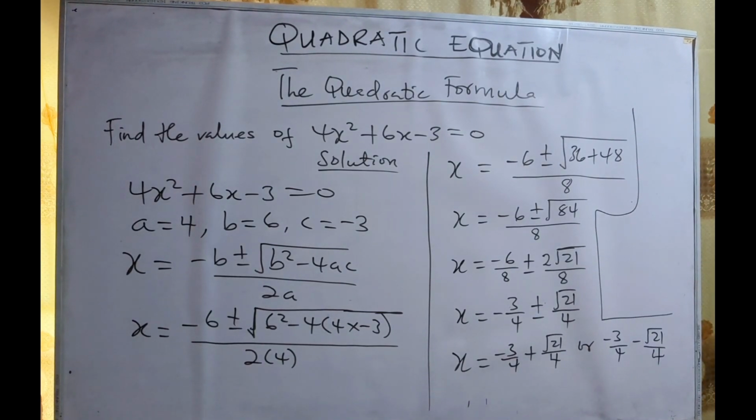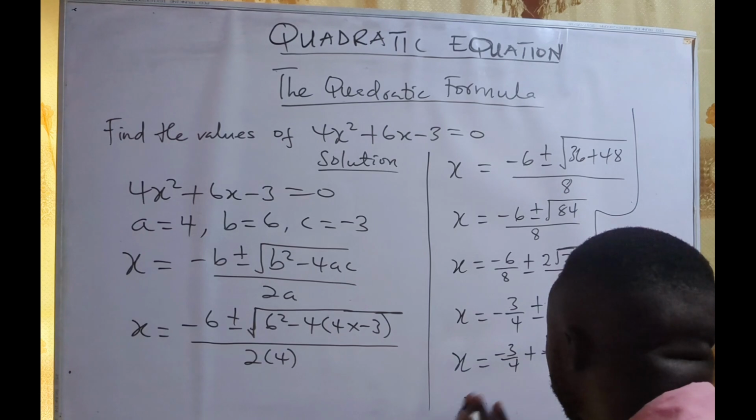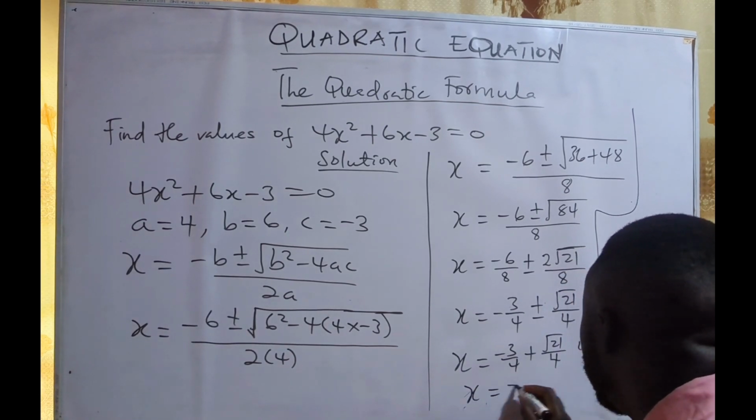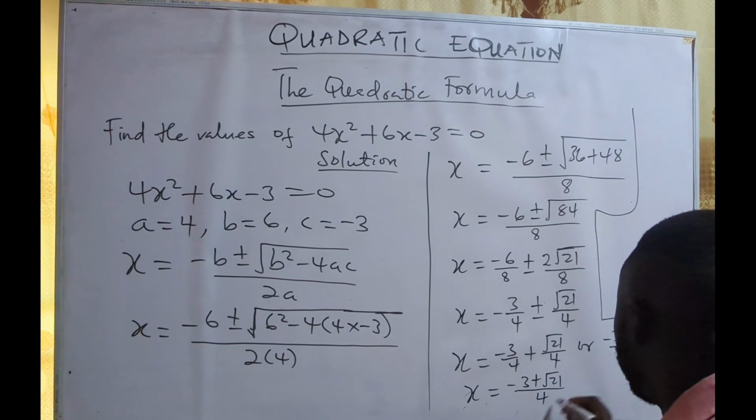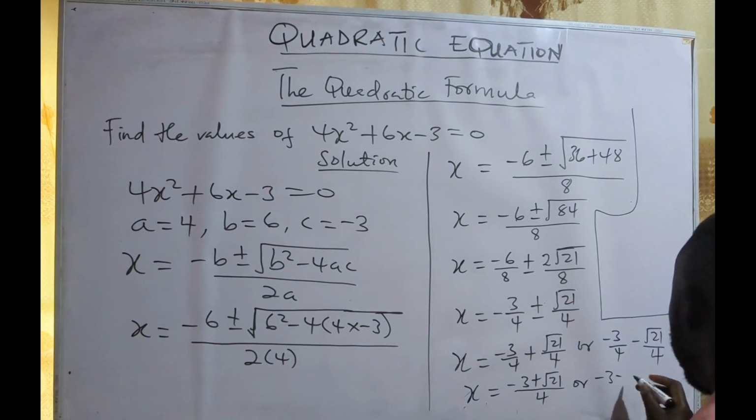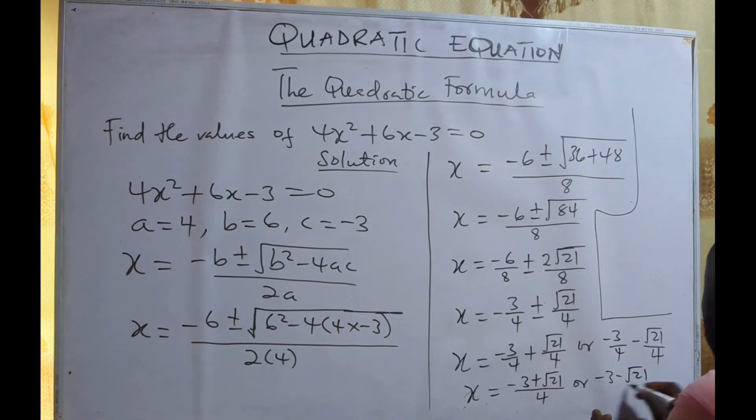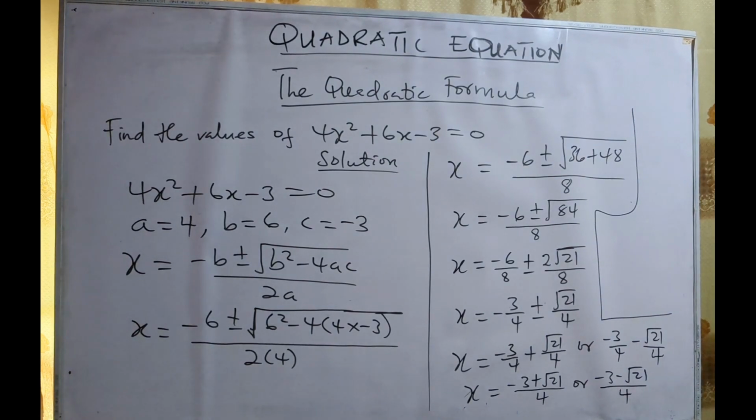The two values of x, either this or that. Or even if you like, you can even write it as this: x is equal to minus 3 plus root 21 all over 4, or minus 3 minus root 21 also all over 4. So if you like, you can also write it as this, because they have the common denominator. Alright.